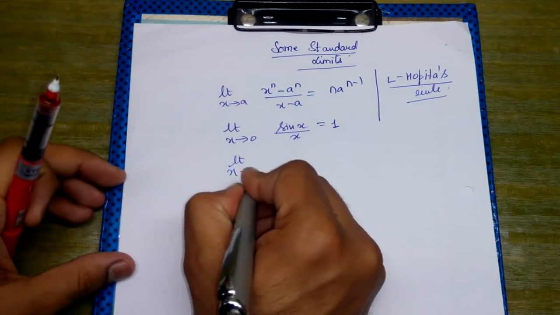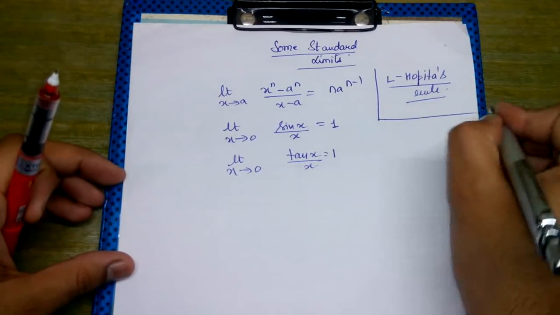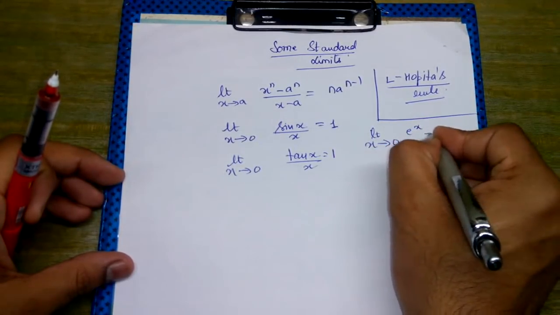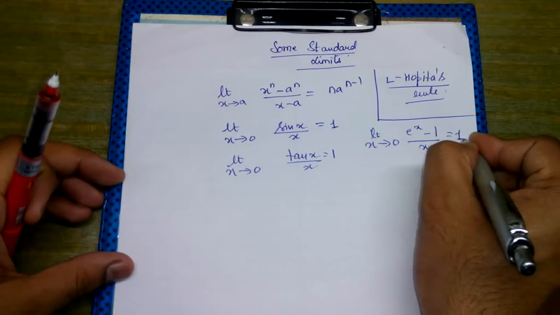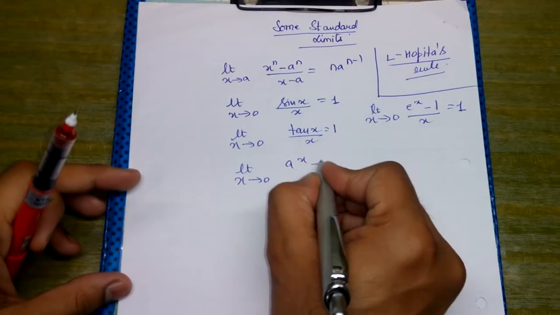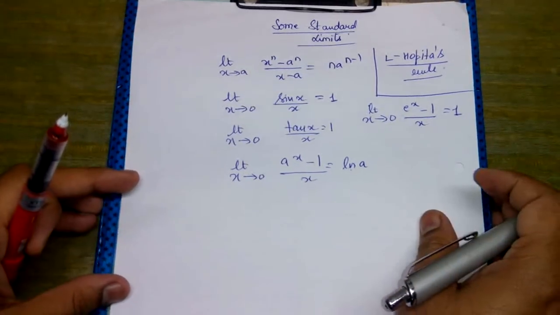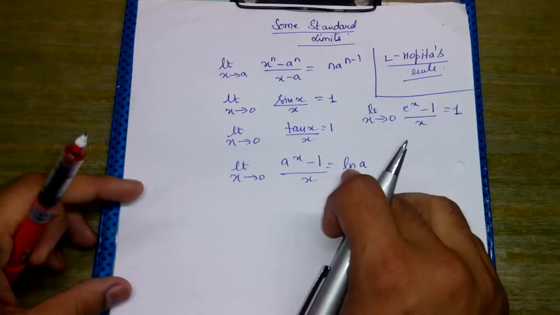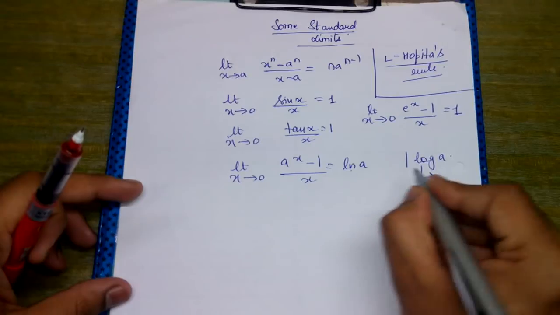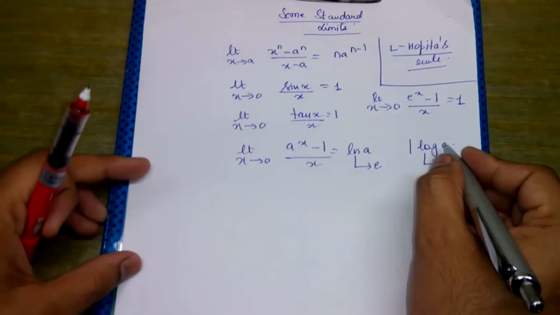Then limit x tends to 0, tan x upon x, this is also equal to 1. Then we have limit x tends to 0, (e to the power x minus 1) upon x, this is also equal to 1. Then limit x tends to 0, (a to the power x minus 1) upon x, this is simply ln a, and ln represents the natural log such that the base is e, and log a simply represents the basic log where the base is 10. Here the base is e, here the base is 10.